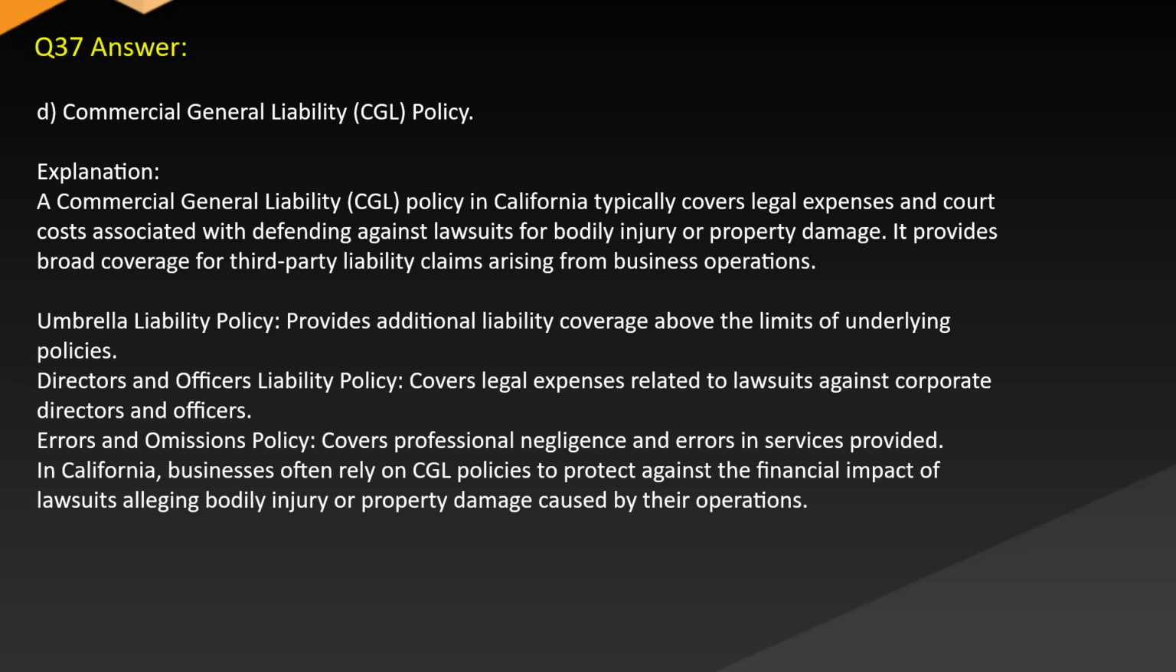Umbrella liability policy provides additional liability coverage above the limits of underlying policies. Directors and officers liability policy covers legal expenses related to lawsuits against corporate directors and officers. Errors and omissions policy covers professional negligence and errors in services provided. In California, businesses often rely on CGL policies to protect against the financial impact of lawsuits alleging bodily injury or property damage caused by their operations.